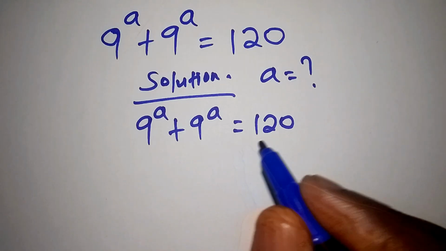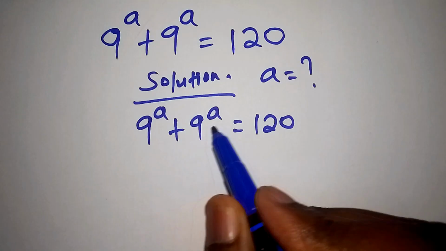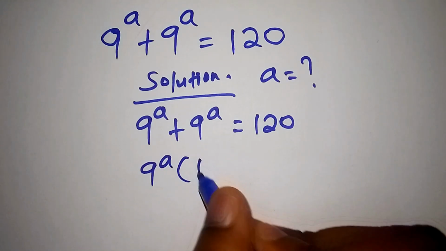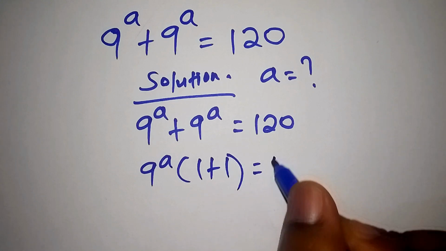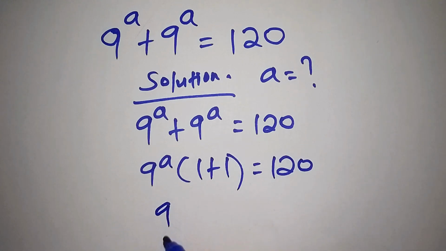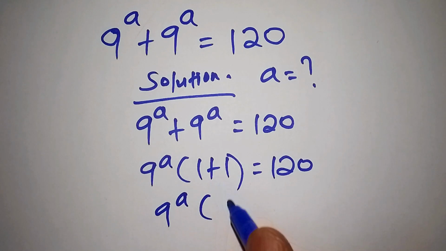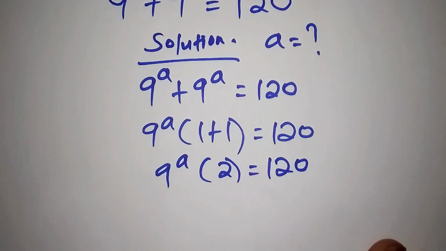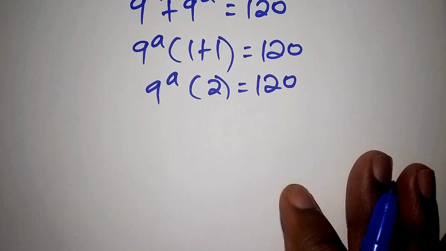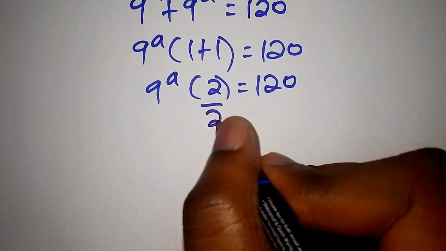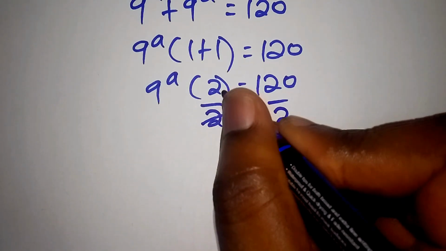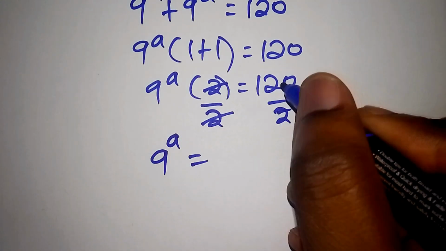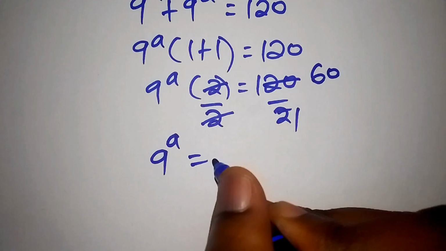The first thing that we need to do is to factorize 9 to the power of a plus 9 to the power of a. So this can be written as 9 to the power of a into bracket 1 plus 1 is equal to 120. Then from there, we have 9 to the power of a into bracket 1 plus 1, which is 2, is equal to 120. The next step is to divide both sides by 2. So the 2s cancel, and now 9 to the power of a is equal to 60.